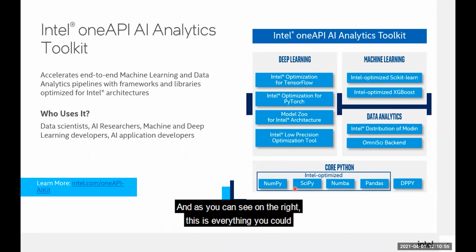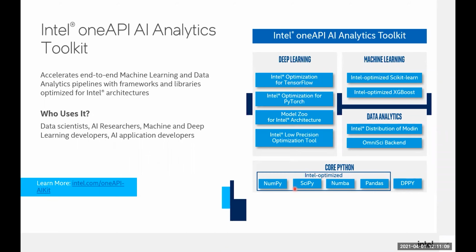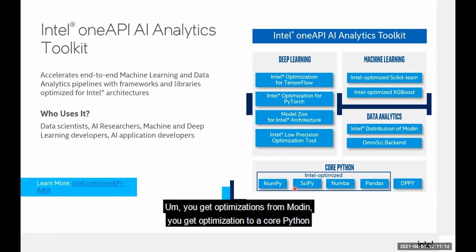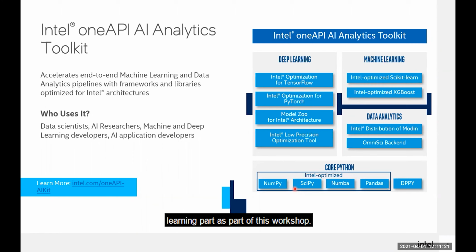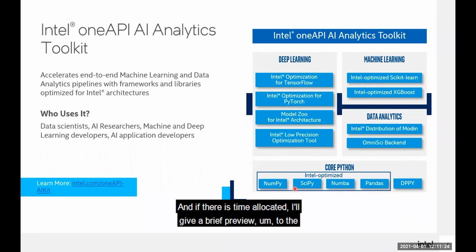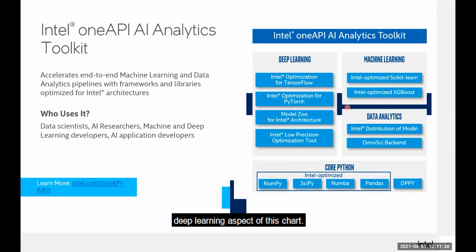As you can see on the right, this is everything you could expect as part of your Intel oneAPI AI Toolkit install. You get optimizations for deep learning with TensorFlow and PyTorch. You get optimizations for scikit-learn and XGBoost. You get optimizations for Modin. You get optimizations to core Python packages such as NumPy, SciPy, and Numba. I'll be going over everything except the deep learning part as part of this workshop, and if there is time allocated, I'll give a brief preview of the deep learning aspect of this chart.